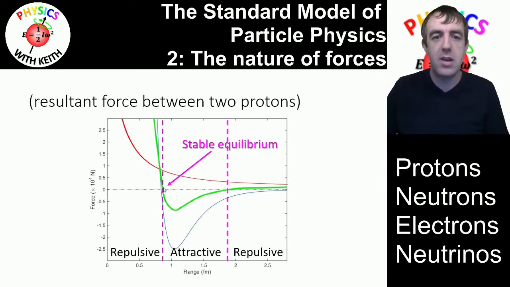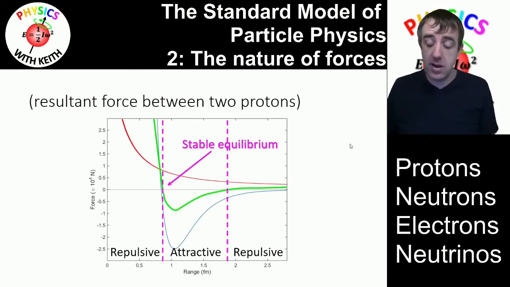Because if you were to displace the proton slightly closer, the force becomes repulsive and pushes the proton back. But if you were to push the proton further away, the force becomes attractive and pulls that proton back towards it. And so that's how the shape of this graph could be determined by measurements of the nuclear density. If we know the nuclear density, we can work out roughly how far apart these nucleons sit.